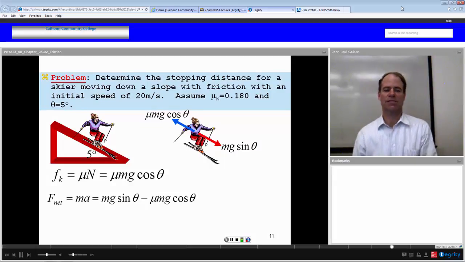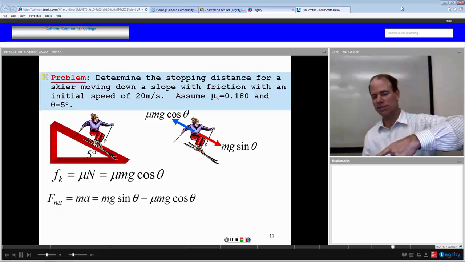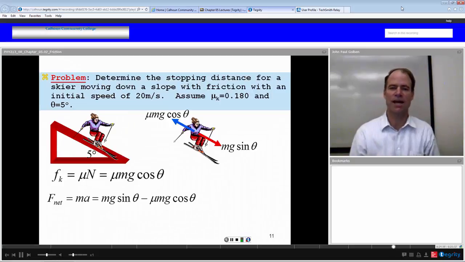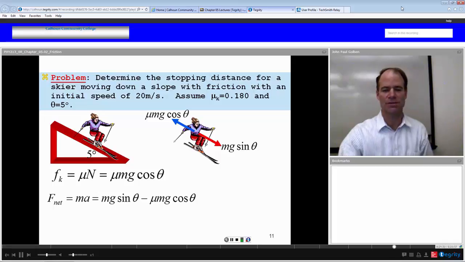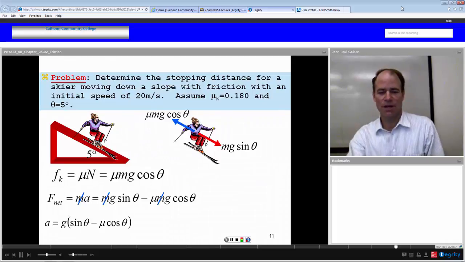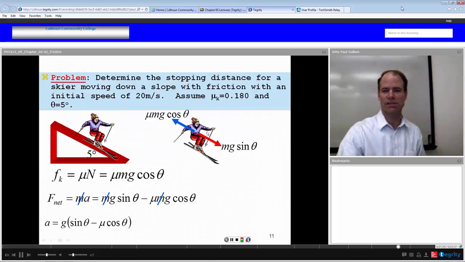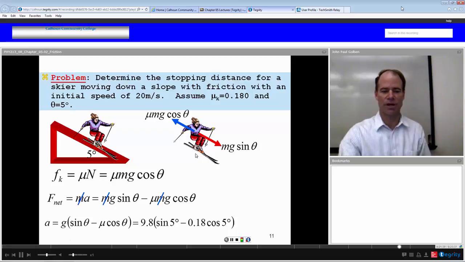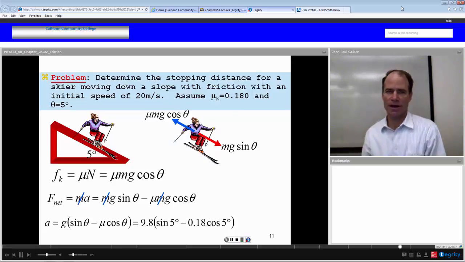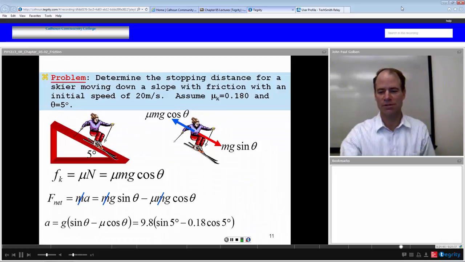So mass times acceleration in the positive acceleration direction down the incline will be mg sine theta minus mu mg cosine theta. The masses cancel out, and our acceleration then will be equal to g, factor it out, sine theta minus mu cosine theta. Theta was 5 degrees, mu is 0.18, g is 9.8. So we have 9.8 times the sine of 5 degrees minus 0.18 times cosine 5 degrees. And if we plug that in, we get a negative 0.903 meters per second squared.